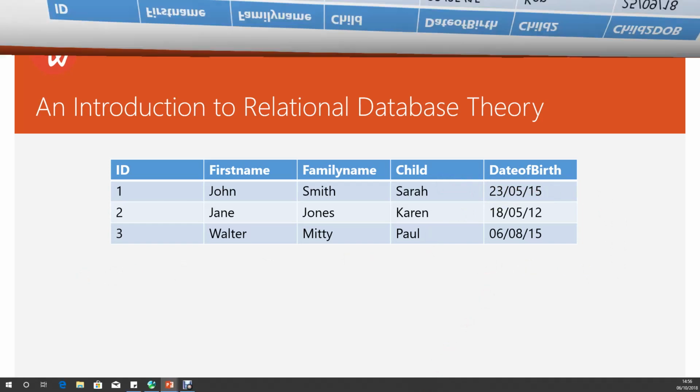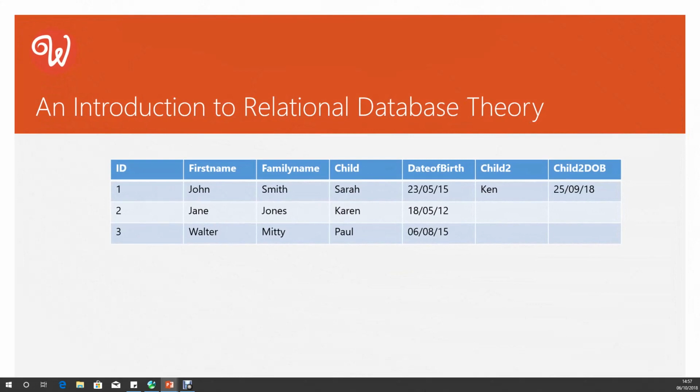Unfortunately, or fortunately, whichever way you want to look at it, people tend not to stop at one child. So in this case, John Smith has also had a second child called Ken. So what we've had to do is amend the database structure and add a child 2 column in and a child 2 date of birth column. This makes a few problems.